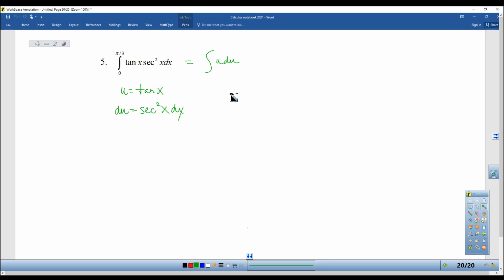u du. So when u is 0, tangent of 0 is 0. And when u is pi thirds, tangent of pi thirds is the square root of 3. When I integrate, I get u squared over 2 from 0 to square root of 3. That gives me the square root of 3 squared over 2 minus 0 over 2, which is just 3/2.